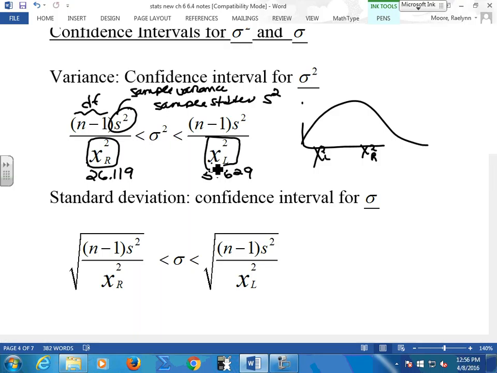You'll see it when we put the whole thing together. And all we do for this is take the square root of everybody. Once you find your answer, you just say square root, square root, square root.